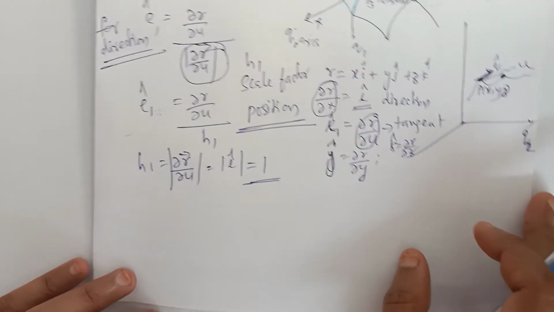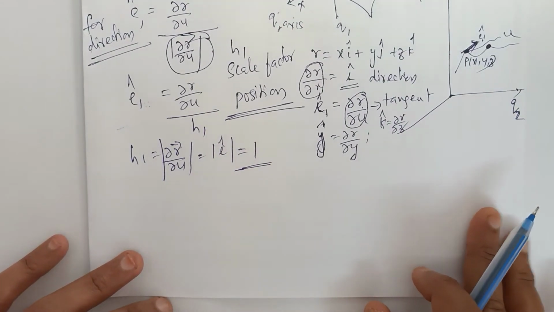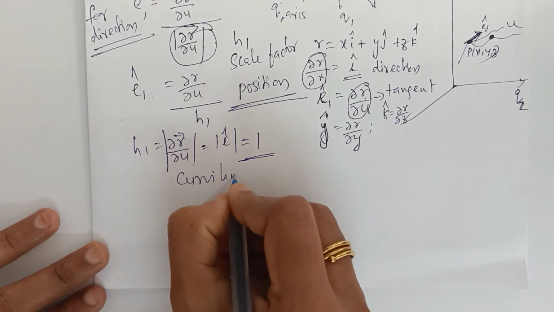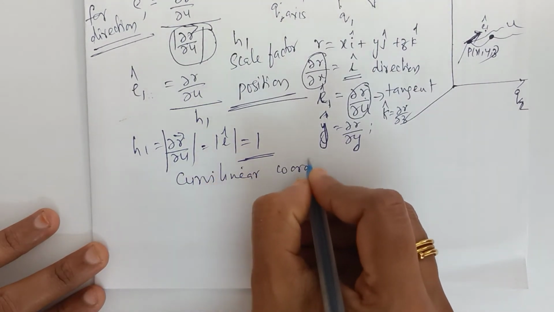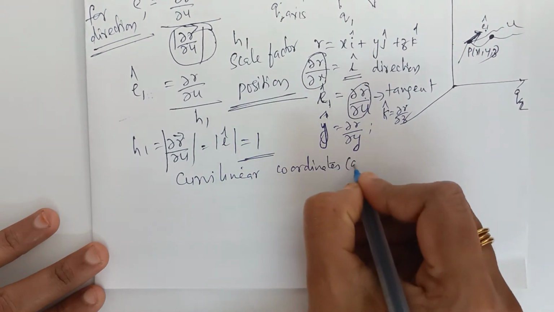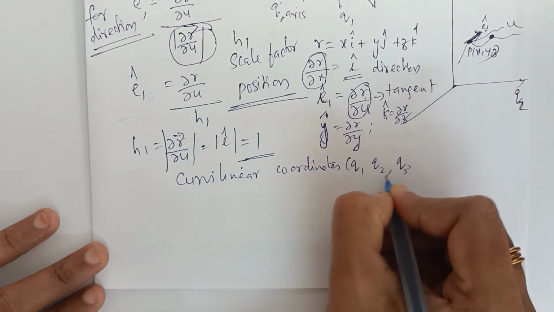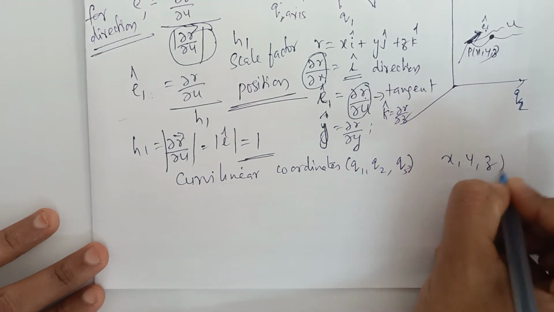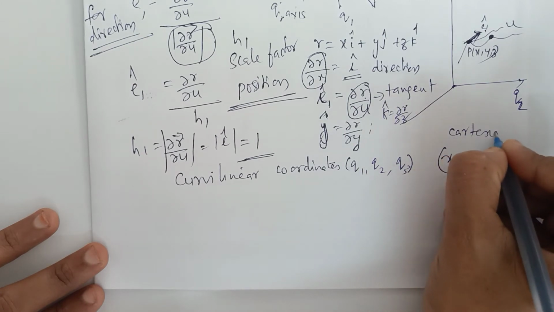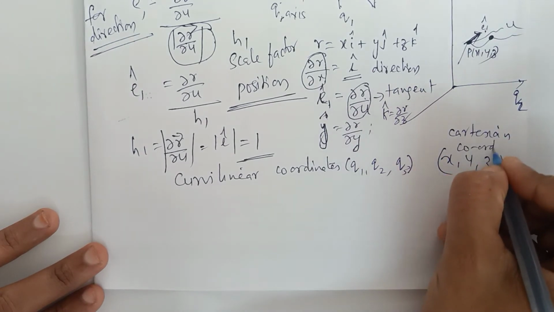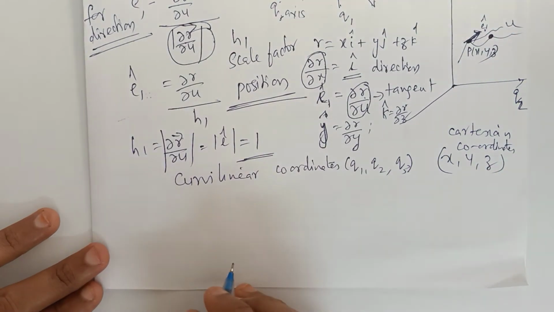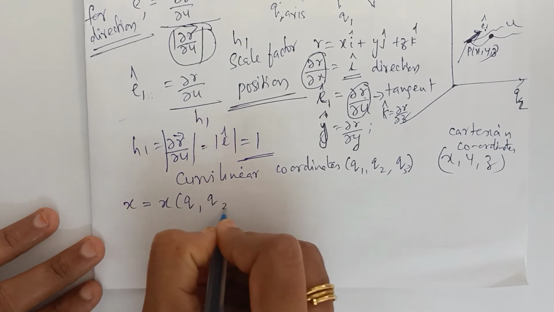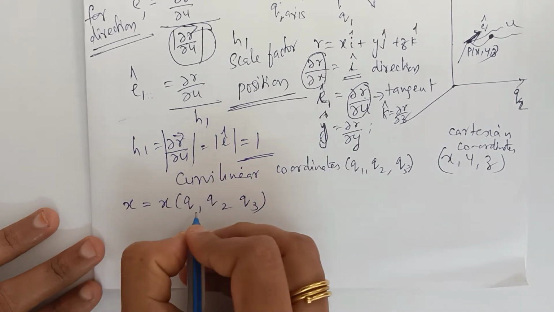So let us assume we have the Cartesian coordinates x, y, z, and the curvilinear coordinates q1, q2, q3. This is our Cartesian system. Okay, this means that we can write x is equal to a function of q1, q2 and q3.